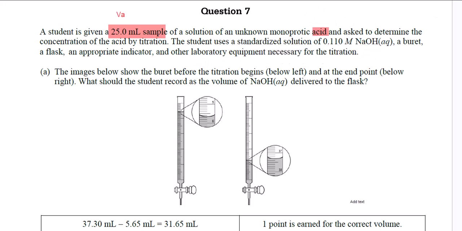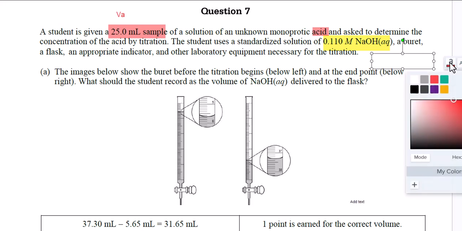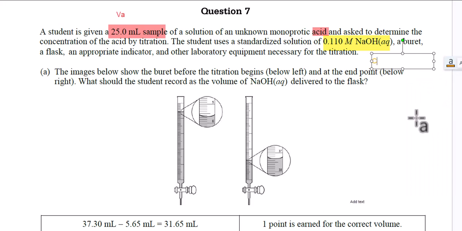So I'll get my highlighter and I'll pick, let me get yellow for base. And again, if you're really good at this, I'm going to say this is going to be my text. And yellow is not going to show up well, so let me pick gold. Okay, this is going to be my concentration of my base. This is going to be 0.100 molar, and of course the M will help me with that. So I've got a volume of acid, I've got a concentration of acid. We know the titration, Ca times Va equals Cb times Vb.